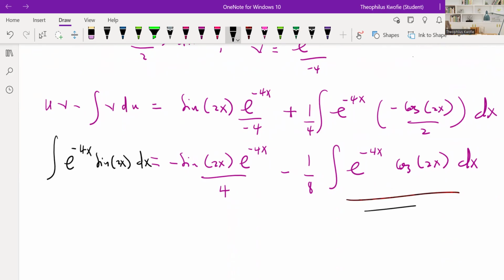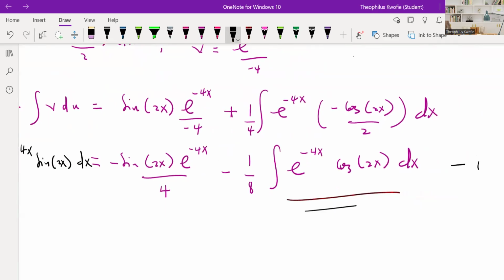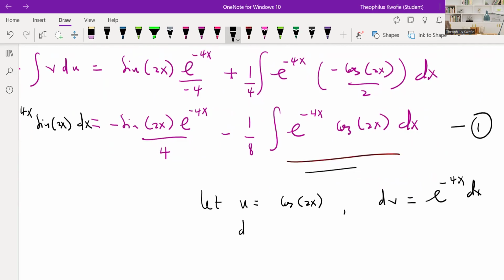Okay. So, all right. Let's call this one equation 1. Now by reapplying integration by parts, we'll still follow the same procedure. So let u be what? Let u be the cosine of 2x, and then our dv to be equal to this, right? Now our du should be equal to what? Should be sine of 2x divided by the coefficient of the angle, which is 2, okay?